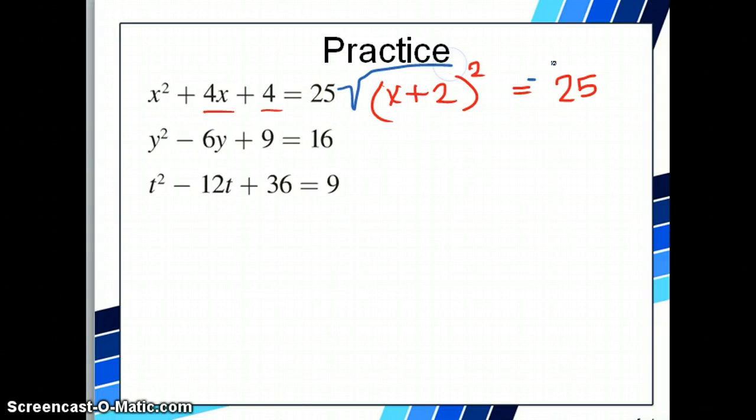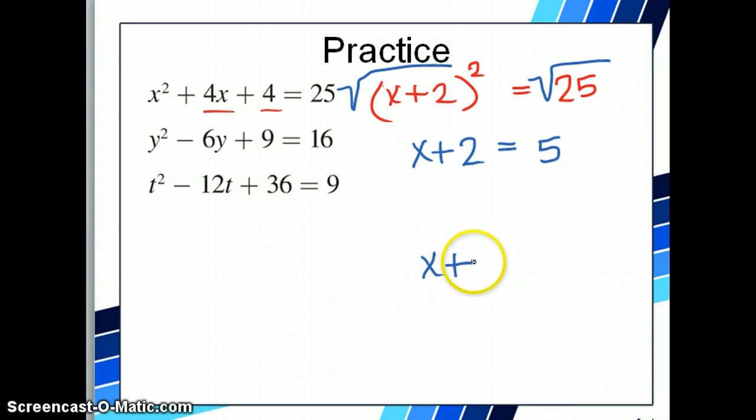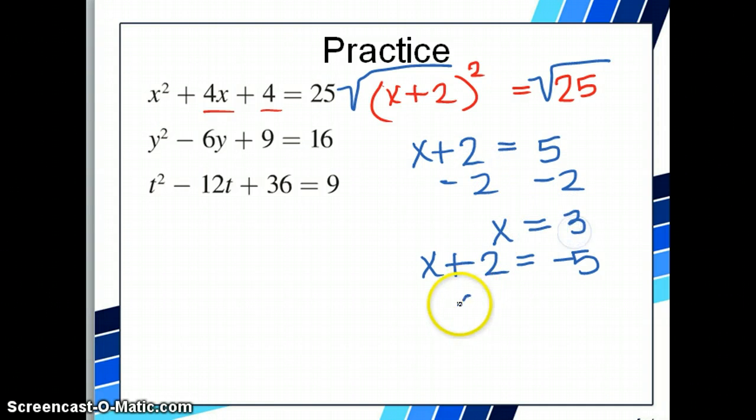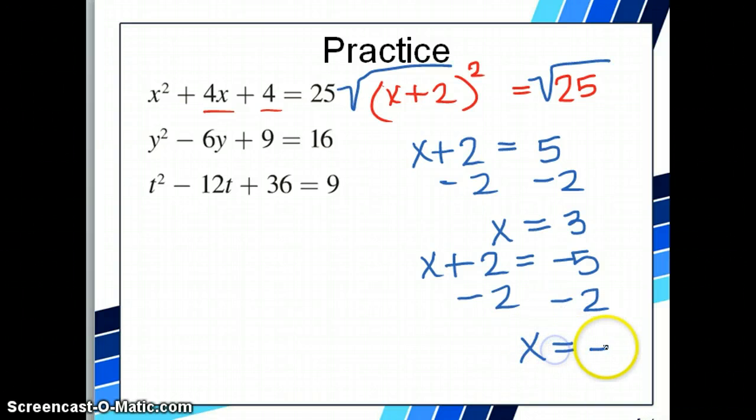where I take the square root of both sides. I get x plus 2. The square root of 25 is a positive 5 and a negative 5. And then I'd solve just like we did. So subtract the 2. So x could equal 3. Subtract the 2. Oops, sorry. And then x could equal negative 7. So very similar, we just have to look at that factoring first.